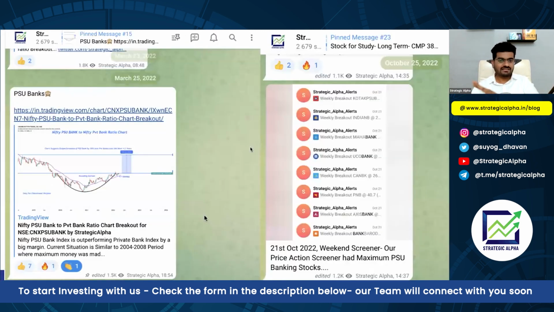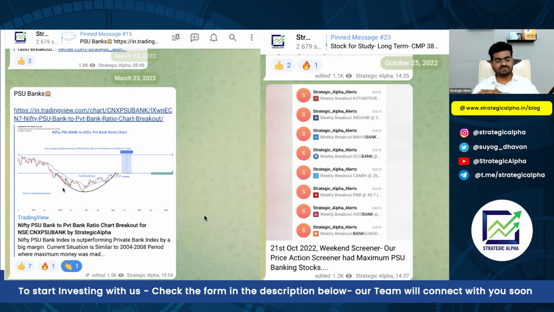So I waited there. Then on 25th, I posted this finally. So after 1 year of observation, I spotted this. A lot of people talk about patience after investing, but patience before investing is much more important. And I spotted that trend on the ratio chart on 25th March 2022.